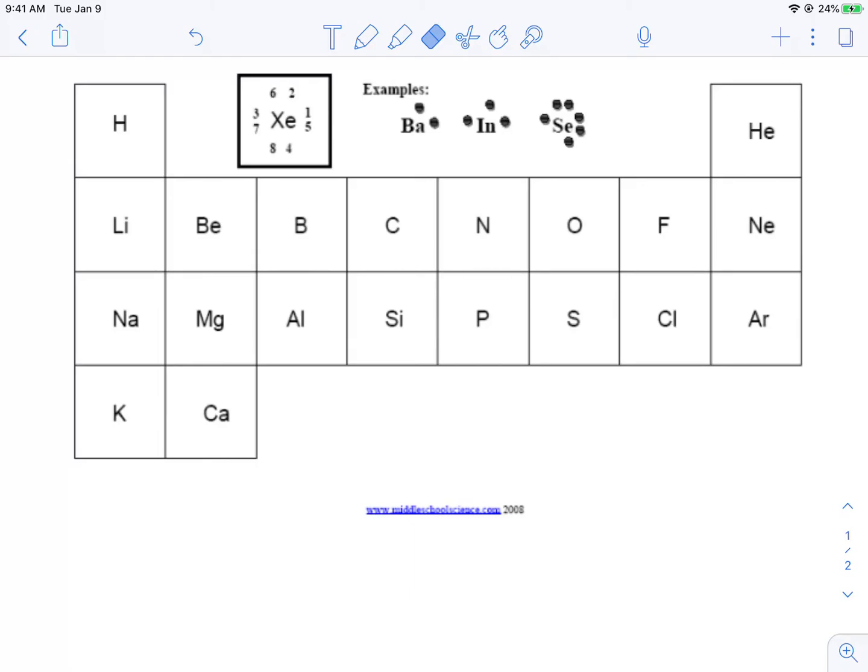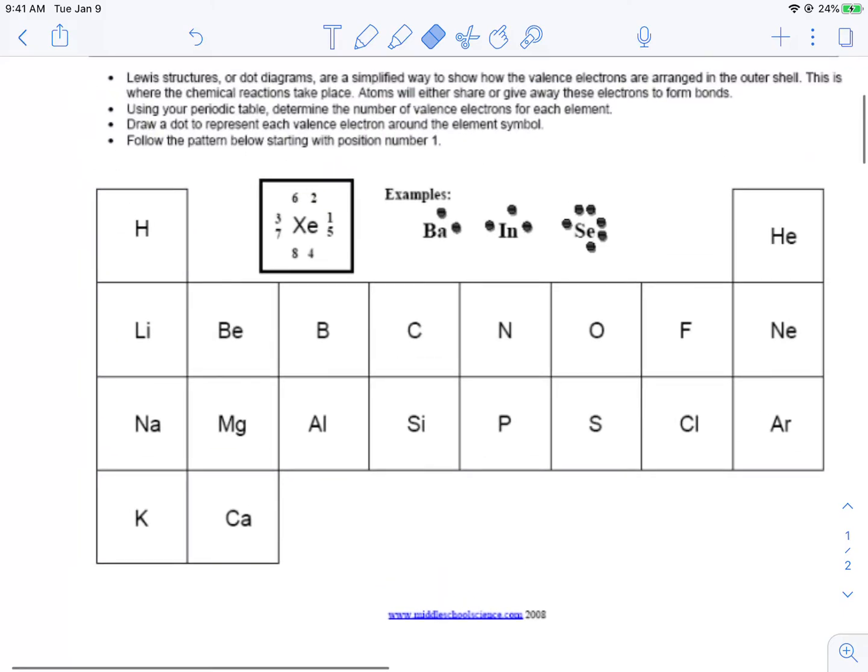And the reason that we use these structures is that Bohr models are good for showing us where the electrons go, but beyond that, they're kind of annoying and tedious to draw over and over again. So this is a shortcut instead of doing the Bohr model. So the first thing that you do is you label your groups. So this is an abbreviated version of the periodic table.